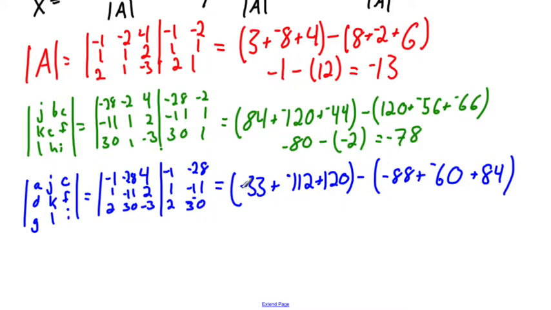Okay, so a little bit of math here. Negative 33 plus a negative 112 plus 120 gives me a negative 25, minus negative 88 minus 60 plus 84 gives me a negative 64. So I have a negative 25 plus 64, and that's going to give me 39. Okay. And last but certainly not least is my last matrix.